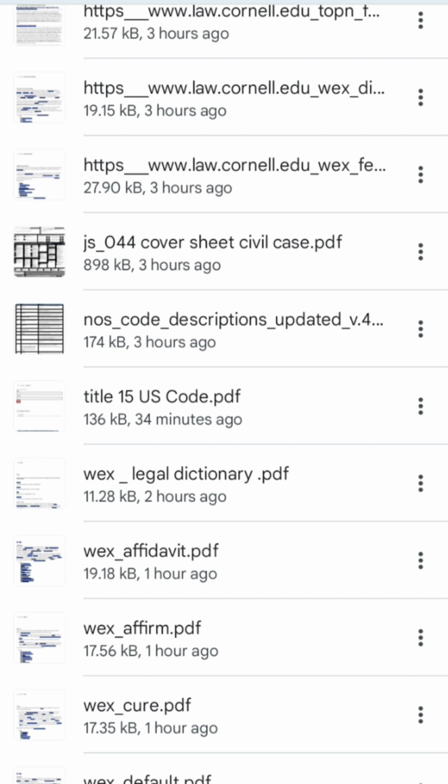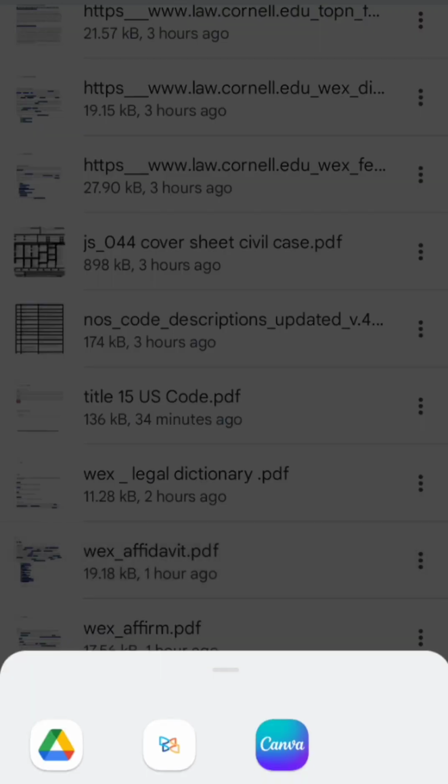People are always asking me, what is an affidavit? How do you write an affidavit? Is there a template for an affidavit? Let's just keep this easy and simple. An affidavit is going to be a written document.